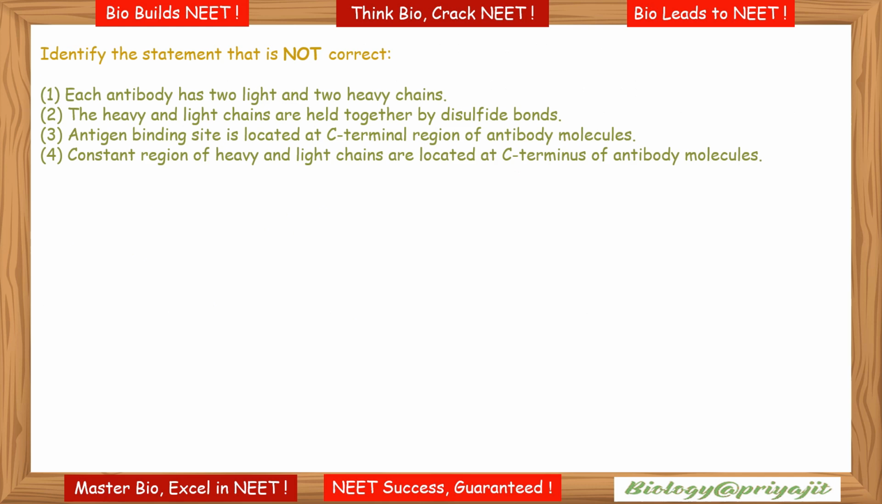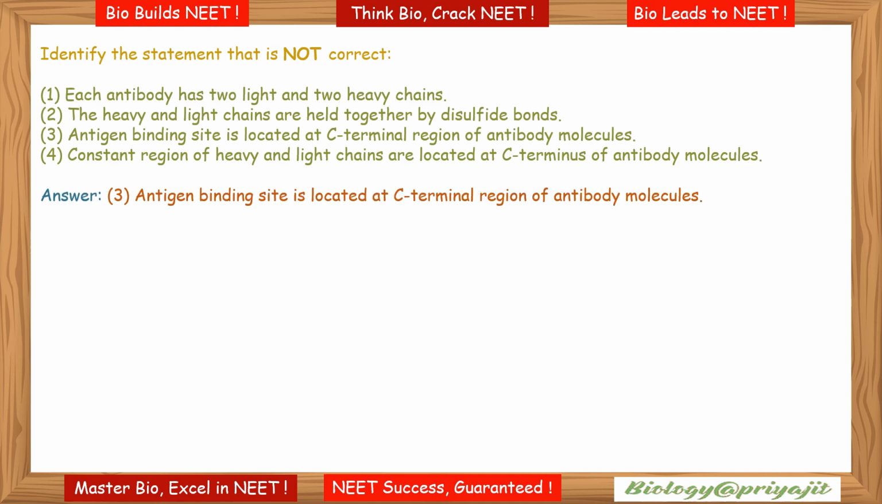Identify the statement that is not correct. Each antibody molecule has 4 peptide chains, 2 small called light chains and 2 longer, larger heavy chains. The antibody binding site is present at the N-terminal region of the antibody molecule. The constant regions of heavy and light chains are located at the C-terminal of the antibody molecule. So option 3 is the incorrect one.